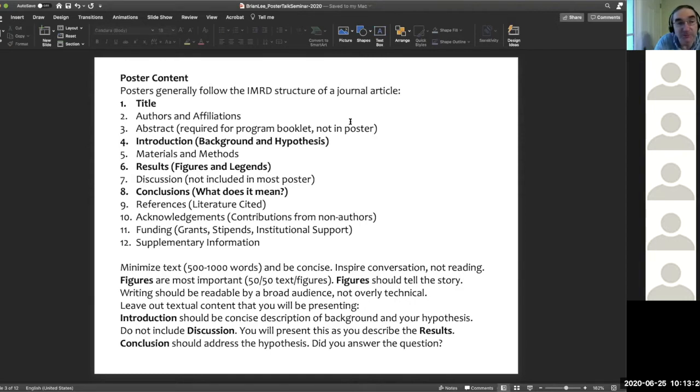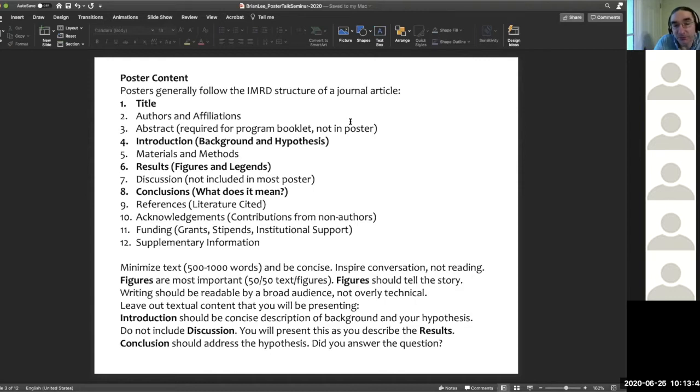Now, I've highlighted your introduction. That's an important part of the poster, the introduction, which includes the background and your hypothesis. The hypothesis is basically just the research question that you're trying to answer.